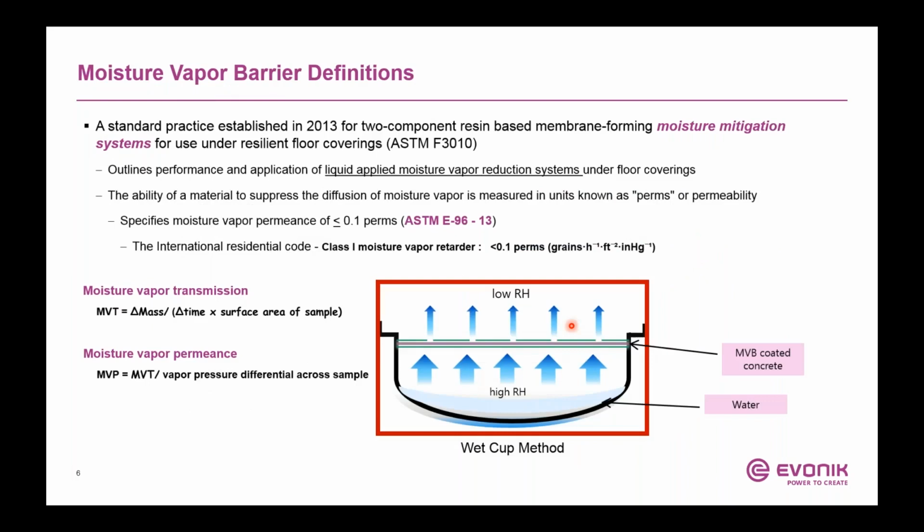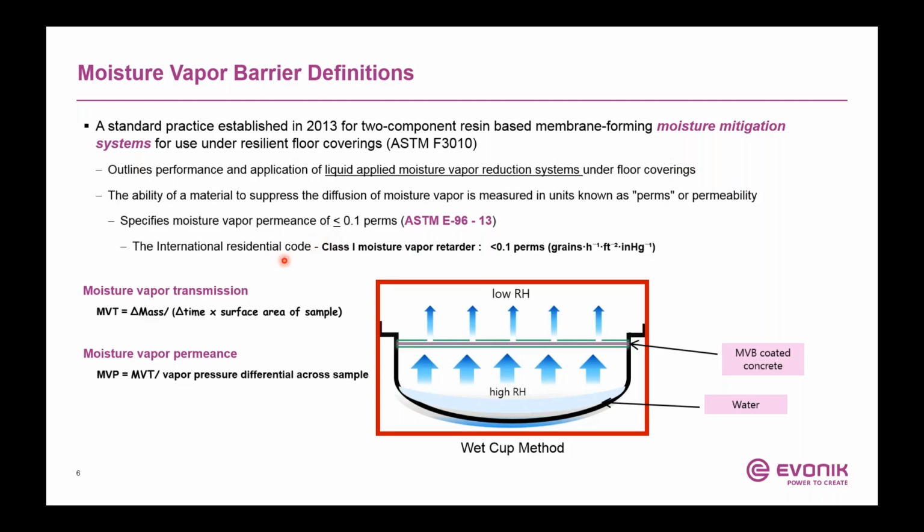So now we're talking about the moisture vapor barrier. The question comes up: we have to block the moisture vapor, but how much do we need to block to be called a true moisture vapor barrier? There was a standard practice established in 2013 for two-component resin-based membrane-forming moisture mitigation systems under resilient floor coverings, and that's ASTM F3010. Generally, it outlines different performances these coatings need to meet. But the main thing is that it specifies moisture vapor permeance needs to be less than 0.1 perms as tested by ASTM E96.